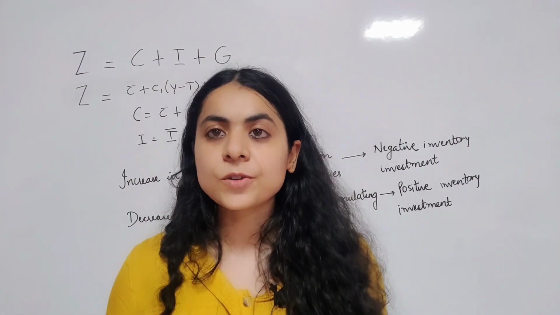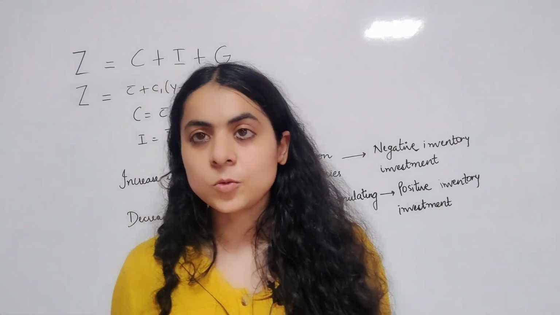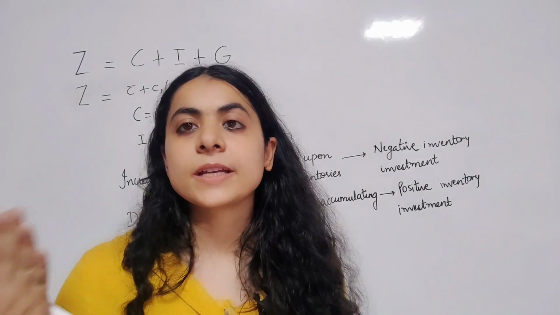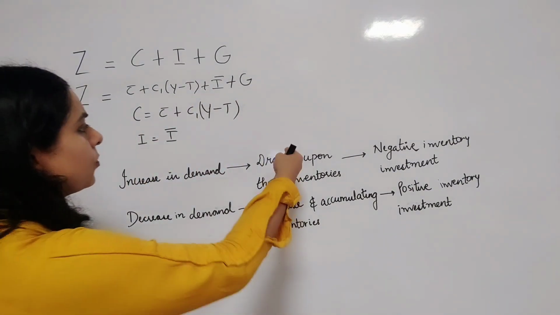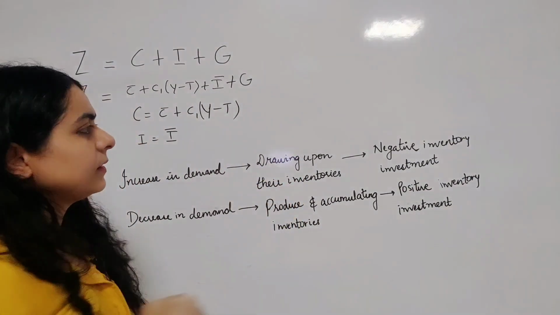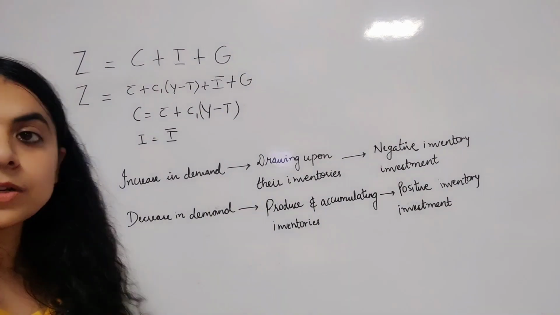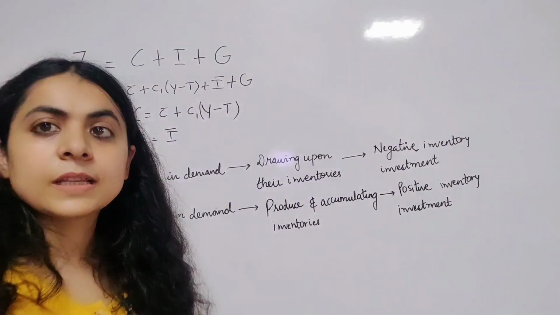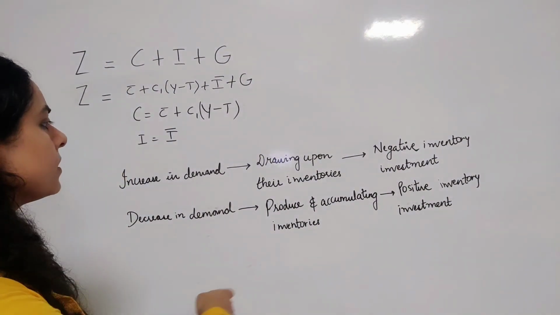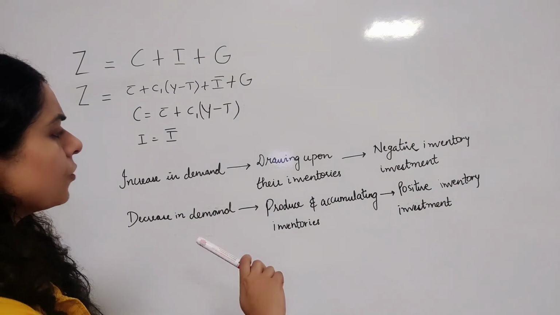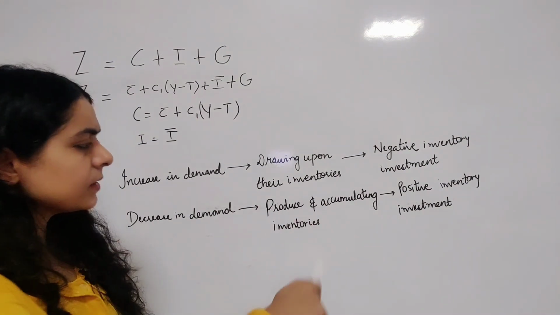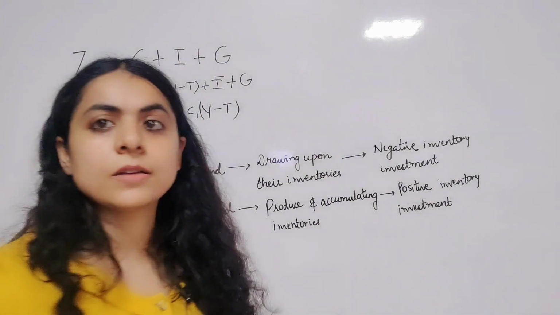If firms hold inventory, then production and demand need not be equal. For example, firms can satisfy an increase in demand by drawing upon their inventories, that is by having negative inventory investment. They can respond to a decrease in demand by continuing to produce and accumulating inventories, that is positive inventory investment.